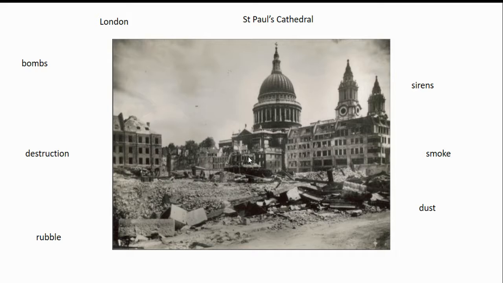Now, here I have a picture of St Paul's Cathedral in London, during the Blitz. Look at what you can see. Just like I asked some of you to do on Friday, I've put some of the key words that I think of when I look at this picture. So I've put St Paul's Cathedral, London because St Paul's Cathedral is in London, bombs, destruction, rubble, sirens, smoke and dust. Then using these words, I will be able to write a setting description, the introduction to my story.